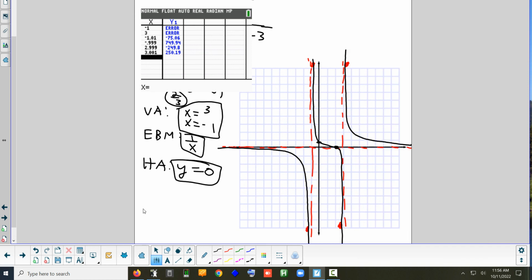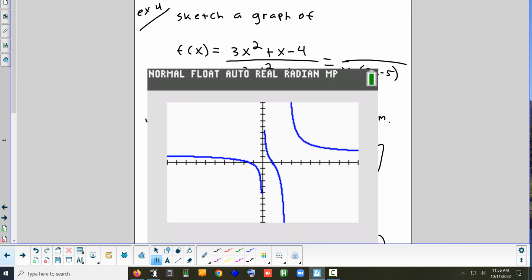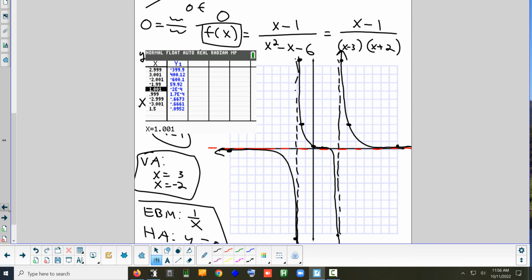All right, so any questions on sketching rational functions, at least where the degree in the bottom is equal to the top, or the degree in the bottom was, well, we did equal, and then we did where the degree was larger in the bottom. Okay, so tomorrow we'll look at what happens when the degree in the top is larger.